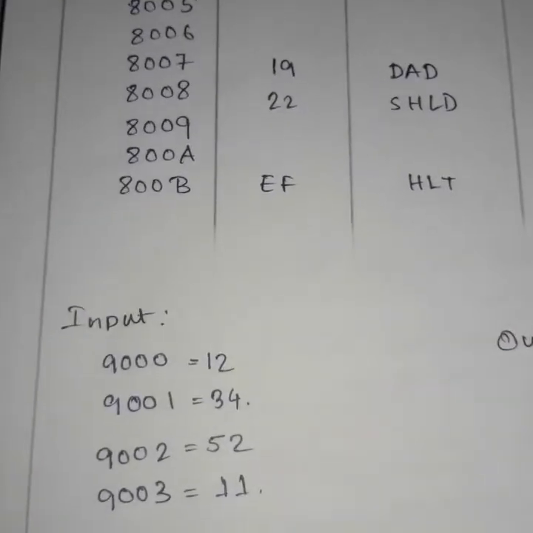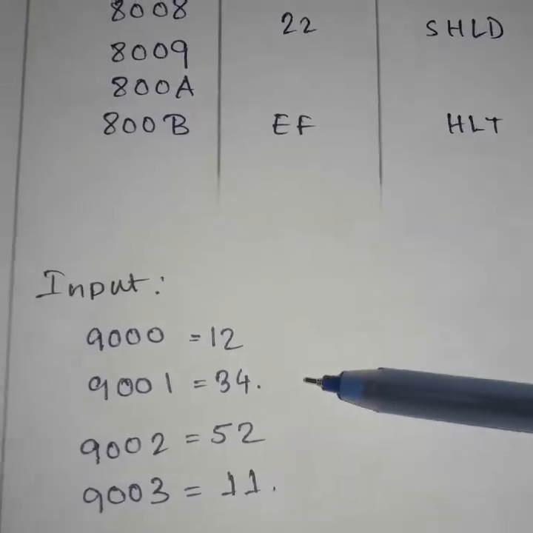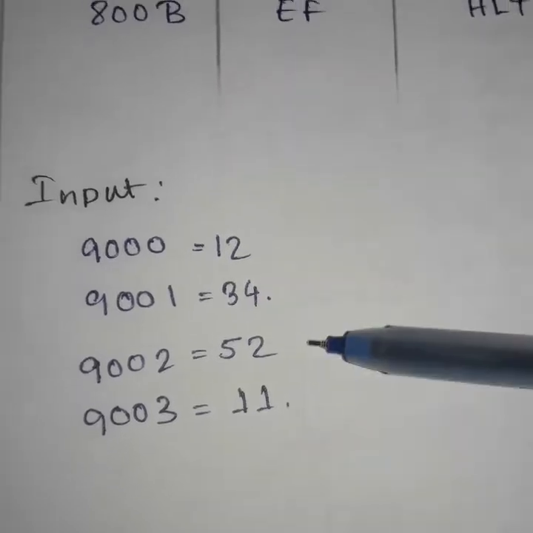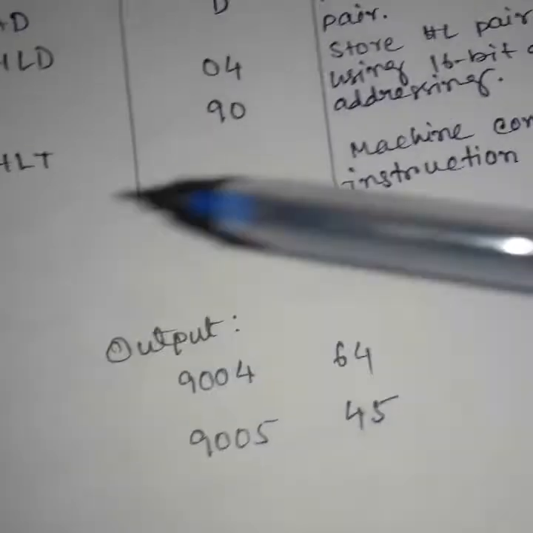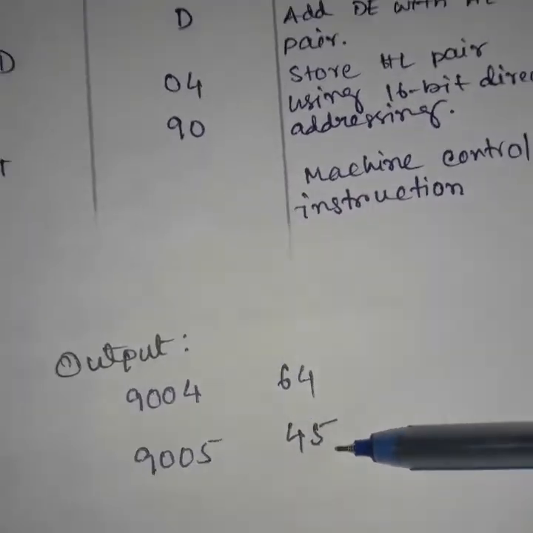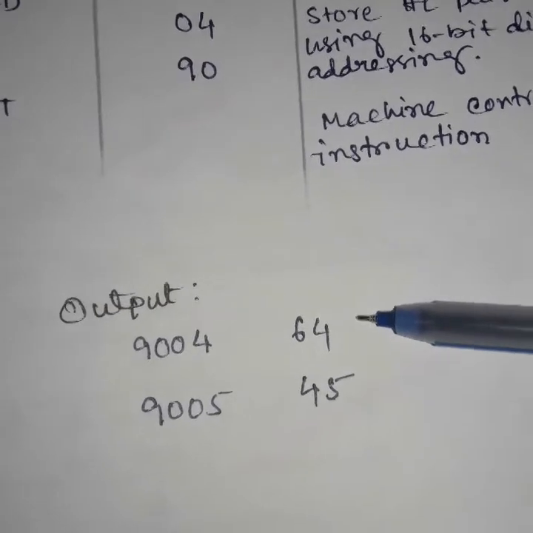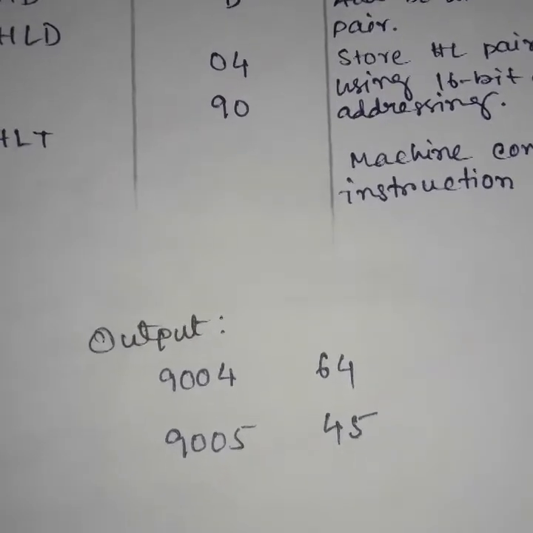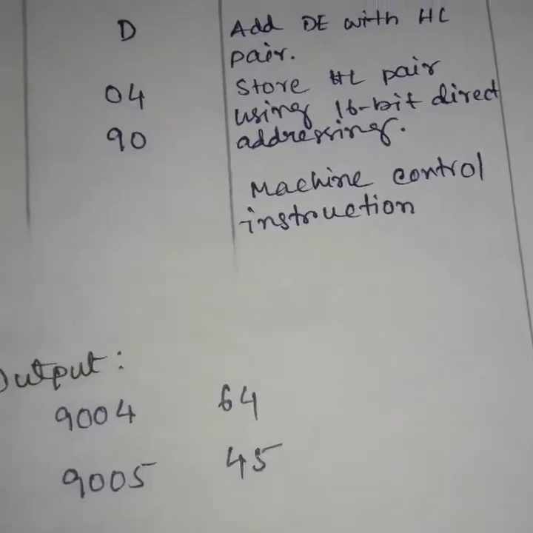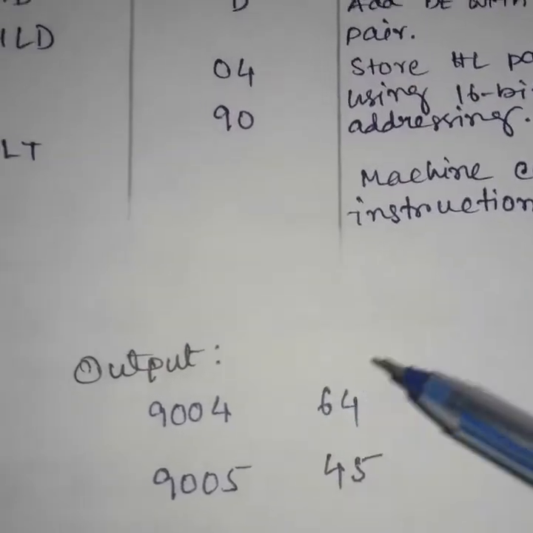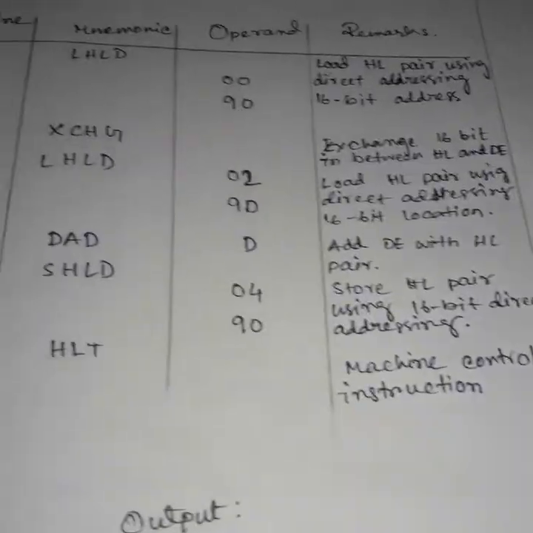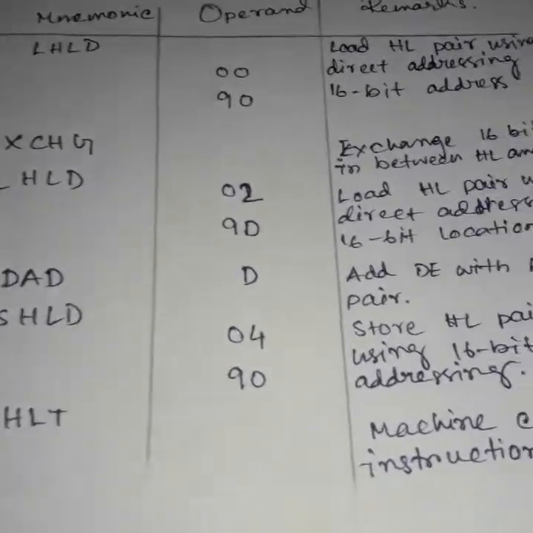and here the input and output. So 9001, 9002, this total portion is one 16-bit number, this total portion is the second 16-bit number, and this is our output. This total portion is our output, not two outputs we are getting. So at 9004 and 9005, we will find our result. Now we will take a look at our microprocessor kit, the 8085 kit. So let's see.